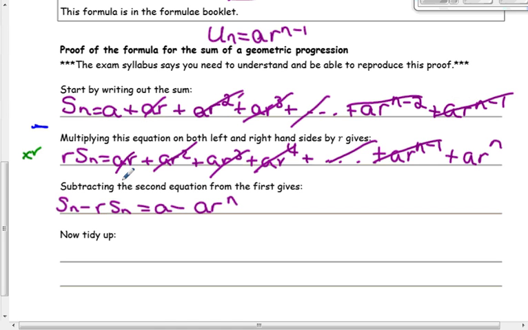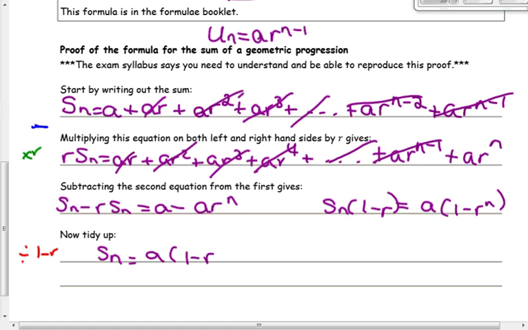So I need to tidy this up a bit. So that'll give me Sn, lots of 1 minus r, which is equal to a lots of 1 minus r to the power of n. And then cleaning up by dividing through by 1 minus r. This will give me Sn equals a lots of 1 minus r to the power of n divided by 1 minus r.